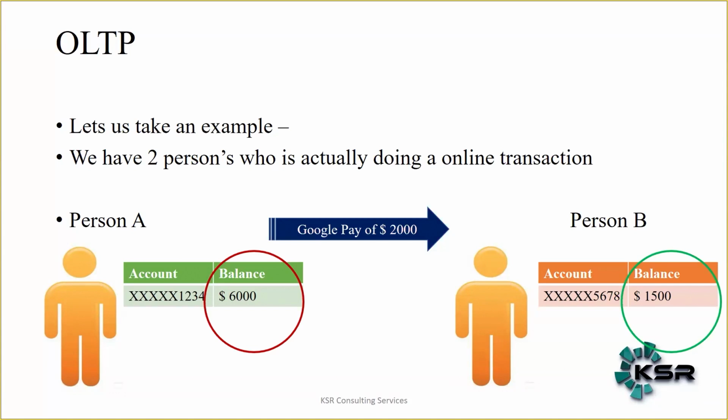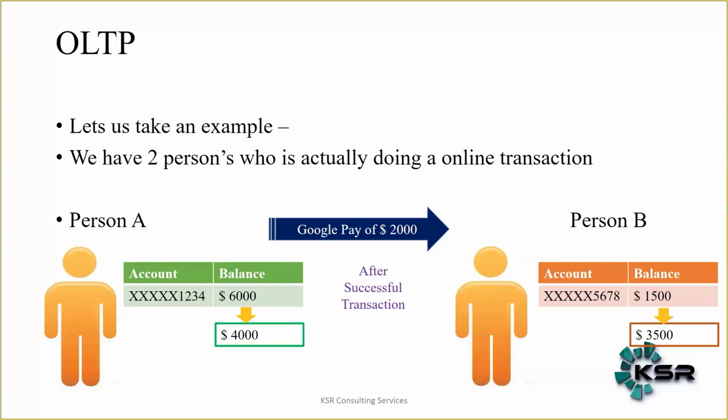But when I transact successfully, immediately the next second, the balance of person A should decrease and the balance of person B should increase, right? This should happen. This cannot wait. This cannot even wait for minutes. It has to happen in seconds and milliseconds, right?